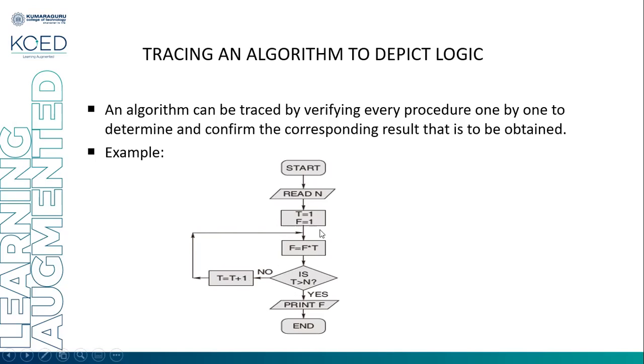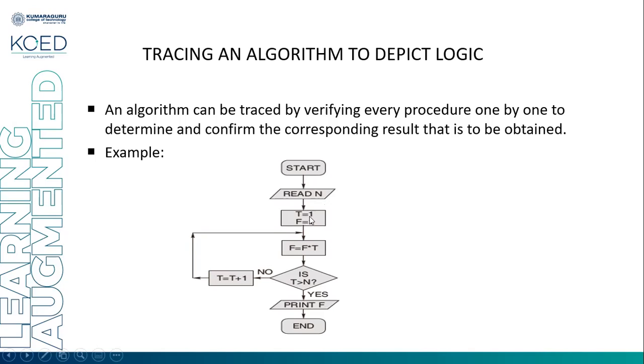Especially this logic is given to find the factorial of a given number. So you have to trace it by giving a value, and you are able to find the result by tracing the algorithm flowchart to find the logic of a program. This logic is especially given for the factorial of the given number.